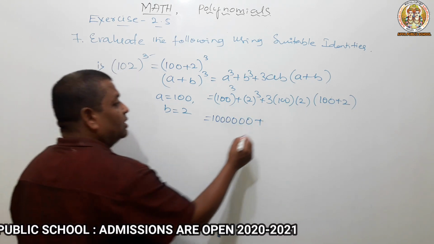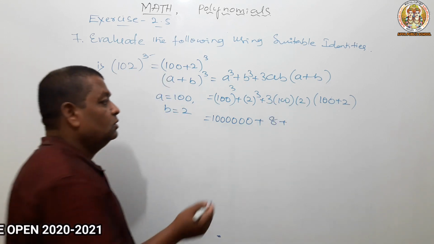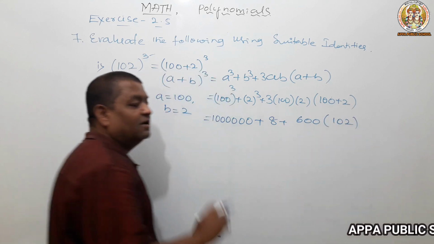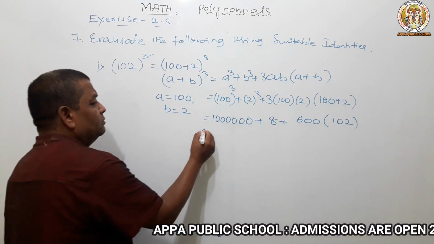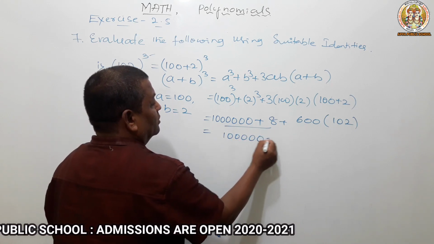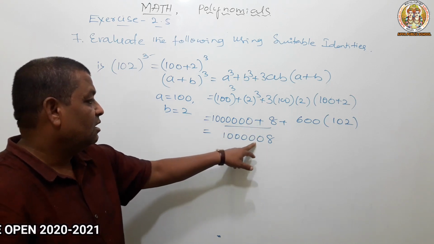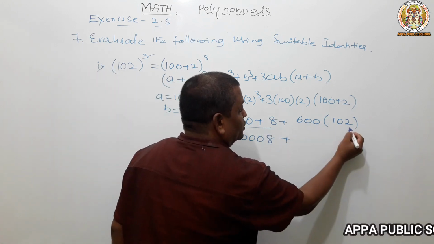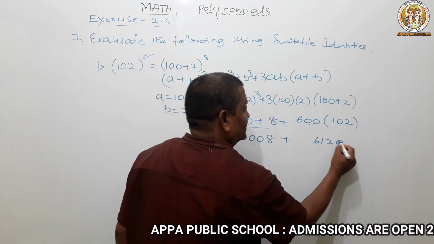2 cube means what? 8. 3 into 100 is 300, into 2, 600, into 102, because 100 plus 2 is 102. Do it one more time. This we can add. So 0 plus 8, only the last digit is changing, the remaining are all the same. This time, 6 2s are 12, 6 1s are 6. How many zeros are there? 2 zeros. Just write it.